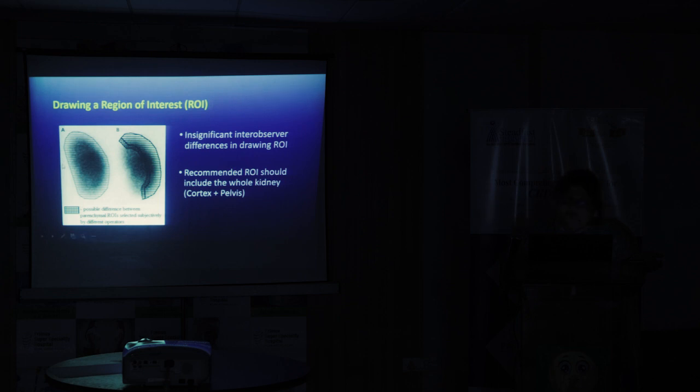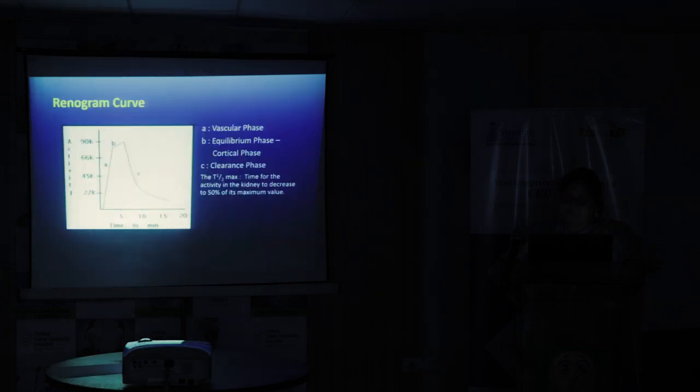Now the question is, should we draw an ROI around the entire kidney, or should we just draw it around the cortex, or should we draw a separate one around the cortex and around the pelvis? So the current recommendation is to draw an ROI which includes the whole kidney, both the cortex and the pelvis, and to do the renogram based on that. However, there may be situations where you would want to draw a separate ROI for the renal pelvis, to see how the renal pelvis is draining in response to furosemide. And you have something called a renogram curve.